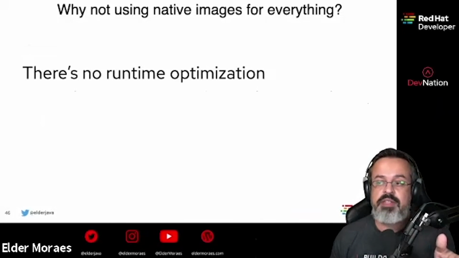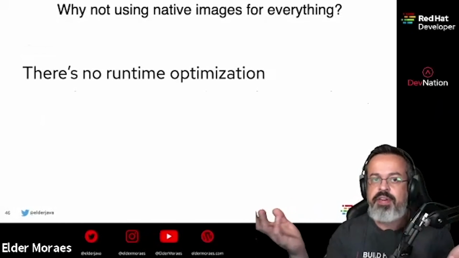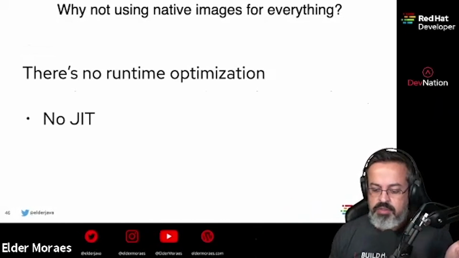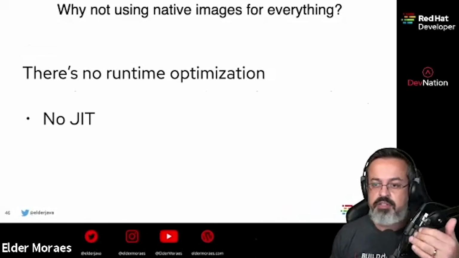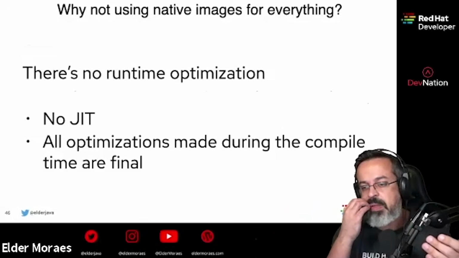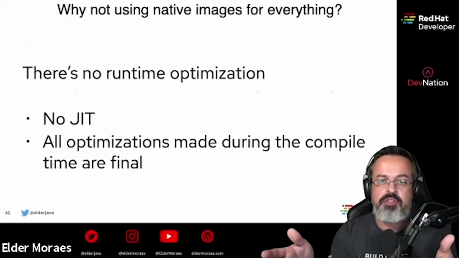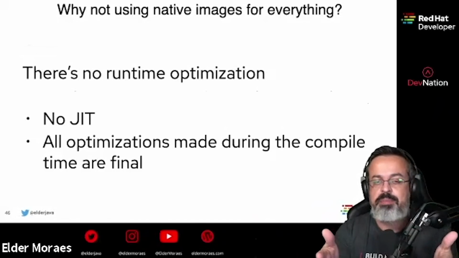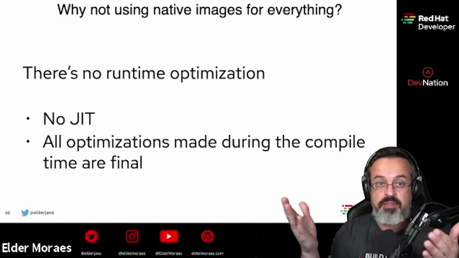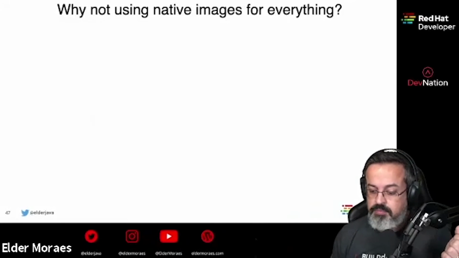There is no runtime optimization. Okay, it's not good or bad, it's just a fact because all the optimizations are final. There is no just-in-time compilation, and now the optimizations are done once, when the application is compiled. So the performance of that application will always be the same, all right?